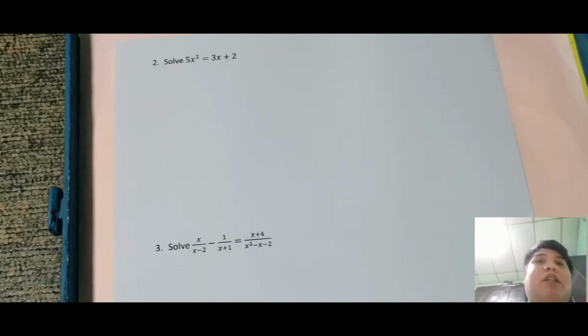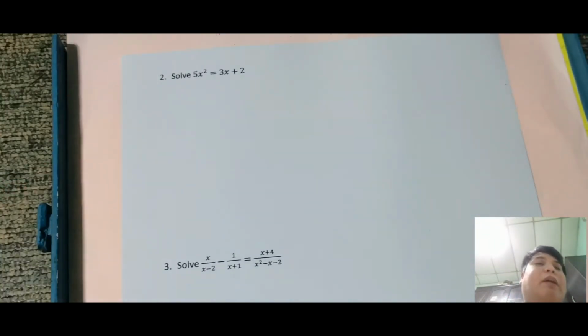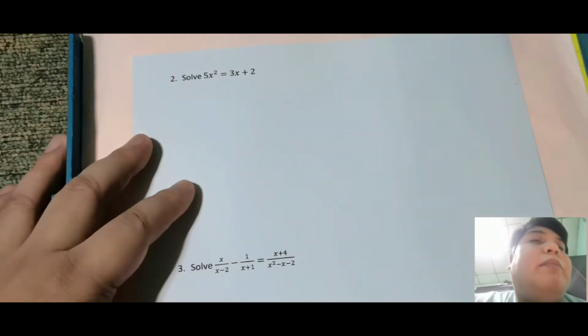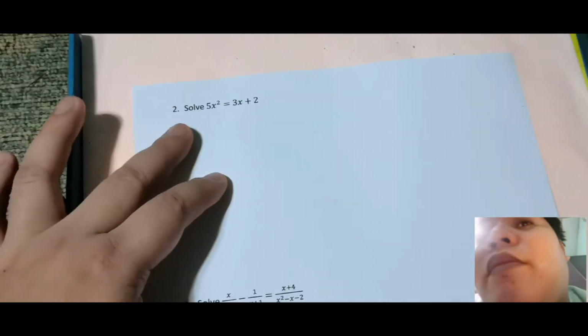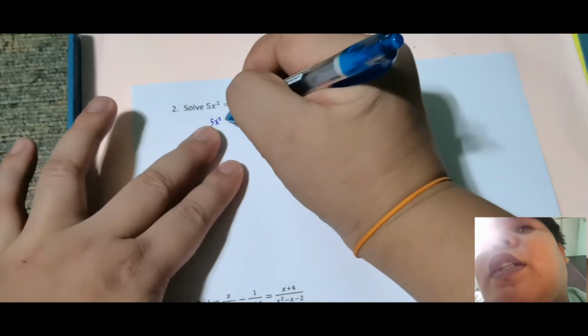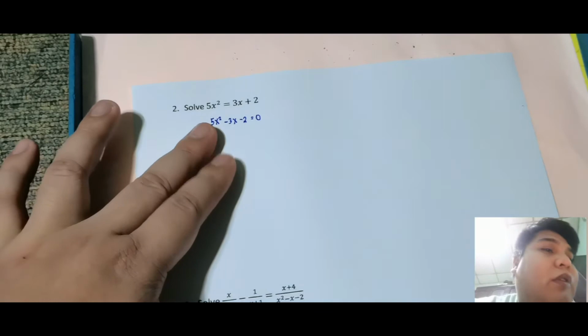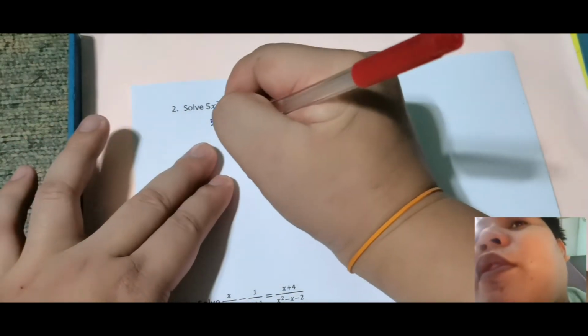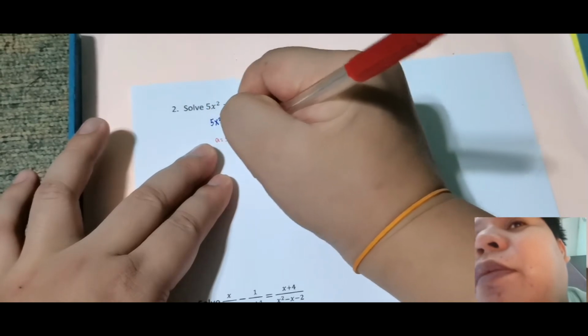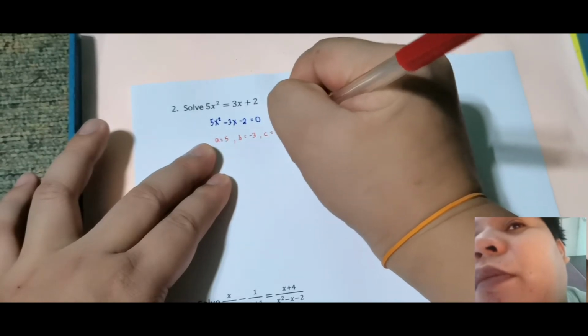Okay, so ito yung example natin, number 2, sa ating quadratic formula. So solve for 5x squared is equal to 3x plus 2. So solve for x. Okay, so ang gagawin, siyempre gawin natin siya standard form para makuha natin yung kanyang mga values ng a, b, c. So that is 5x squared minus 3x minus 2 is equal to 0. Then write lang natin yung a, b, c. So a is equal to 5, b is equal to negative 3, and c is equal to negative 2.